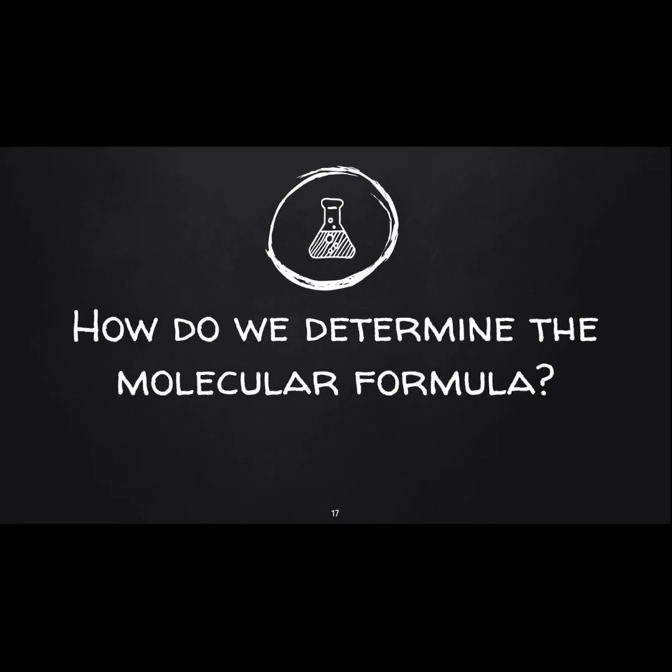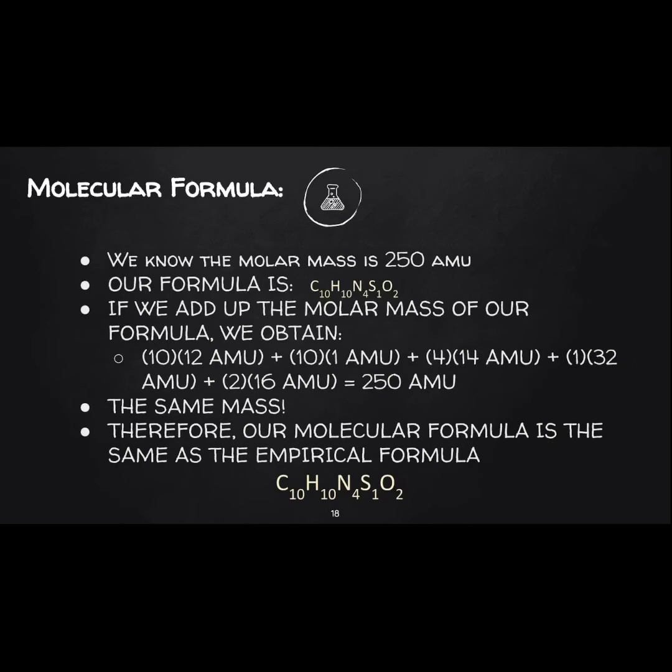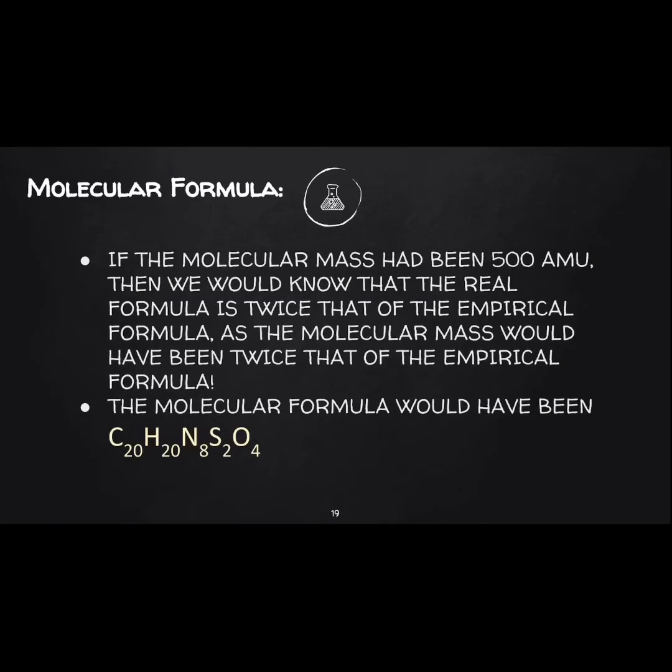Now we need to determine the molecular formula by using that empirical formula. So we know the molar mass given in the question is 250 atomic mass units. Our empirical formula is listed right there in yellow. If we add up the molar mass of this formula, my C10, H10, N4, S1O2, we would get 250 AMU. So that's the same mass that they gave us in the question. So our molecular formula will be the exact same. Sometimes it will change. The molecular formula will not always be the same as the empirical formula, okay?